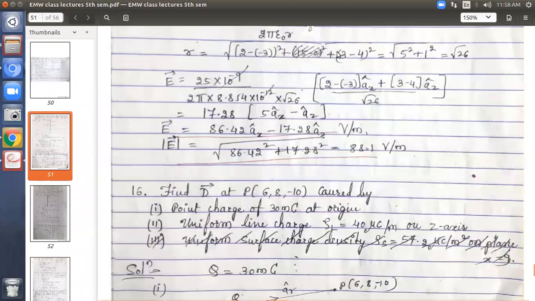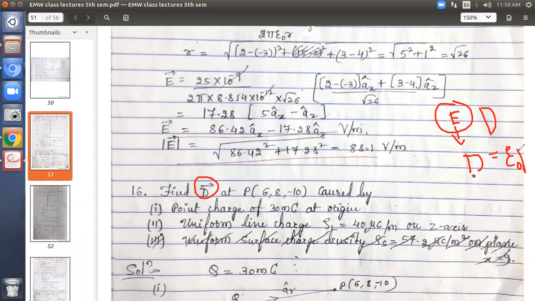Okay, let me take one more problem of similar kind. Okay, question: there is a charge, we have to find the flux density. In yesterday's session I have already discussed, instead of field, if the question is to find D, what will you do? No doubt, the whole procedure we follow to find E should be done as it is. Last step would be D equals epsilon naught into E.